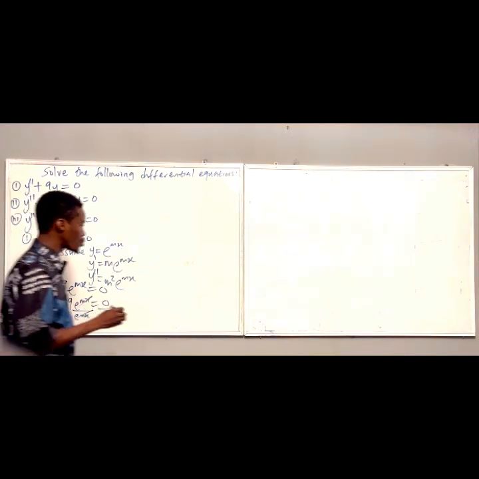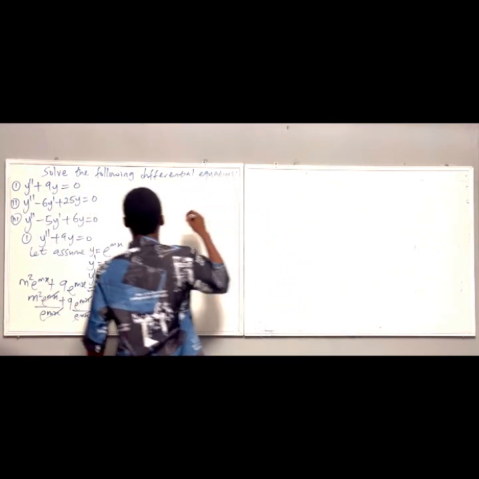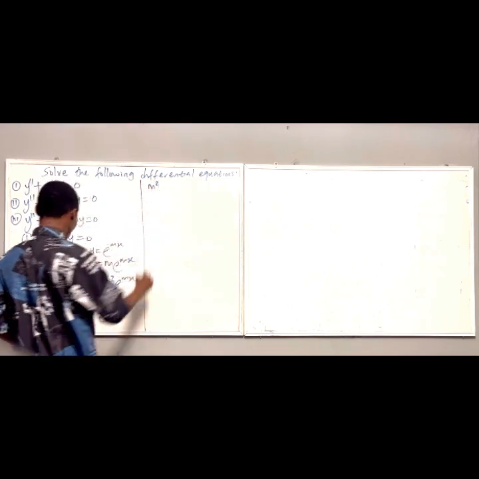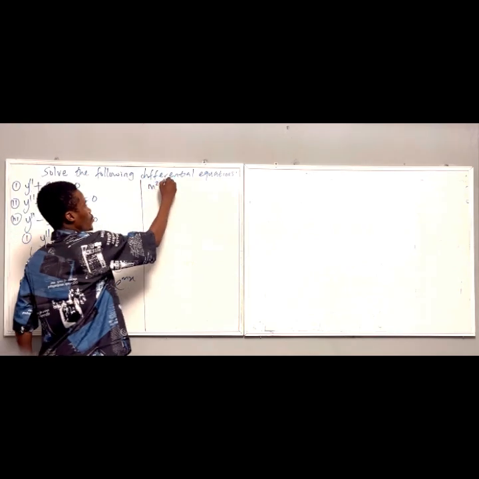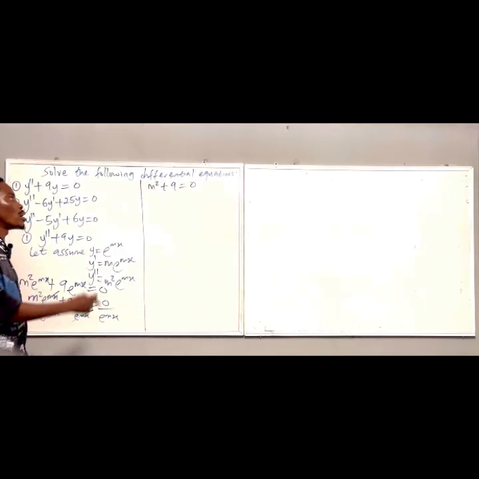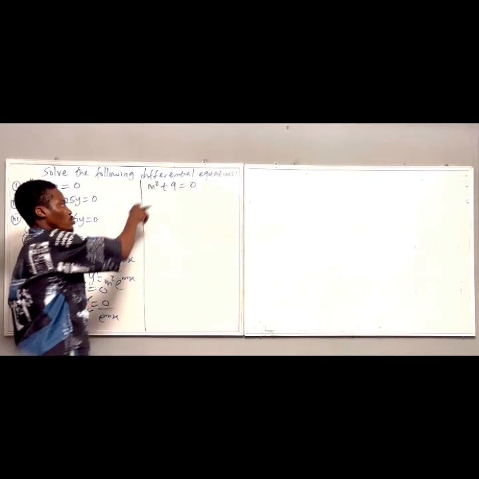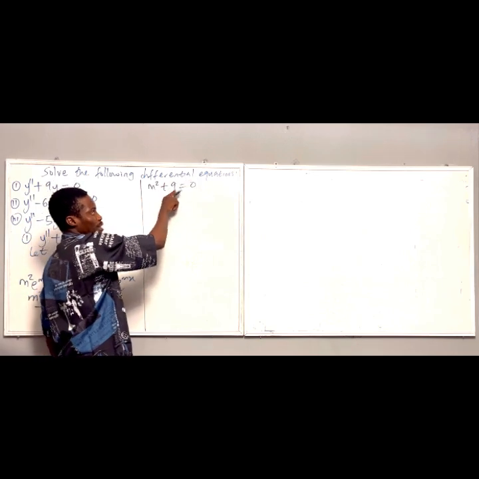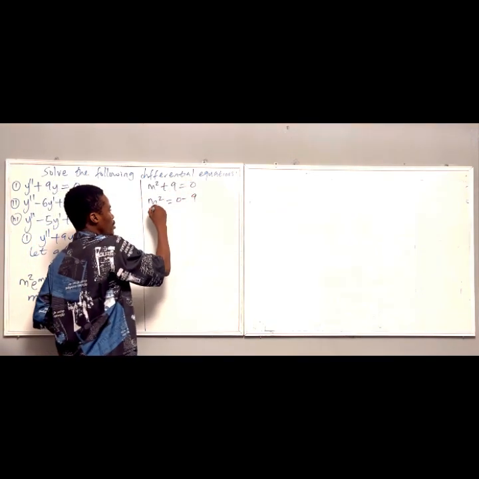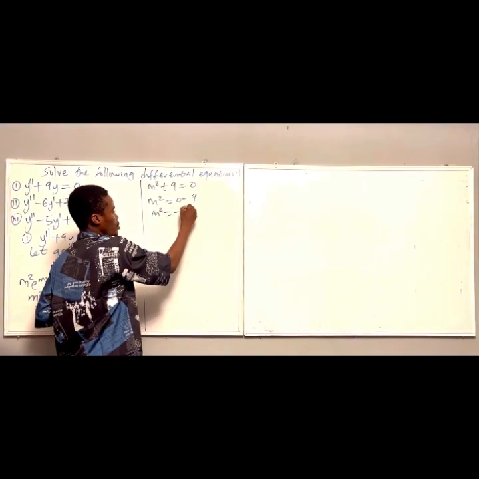So what am I going to have here? I'm going to have m square plus 9 is equal to 0. So m square plus 9 is equal to 0. This is a constant, so I can take 9 to the right hand side. I'm going to have m square is equal to 0 minus 9. I'm going to have m square is equal to minus 9.